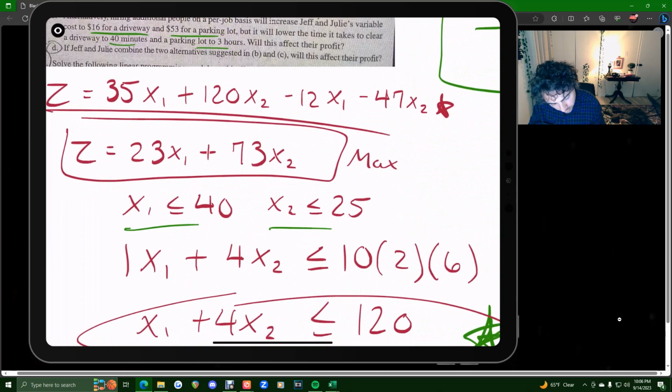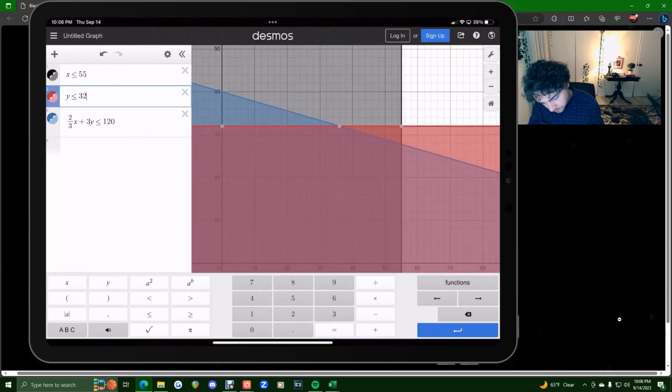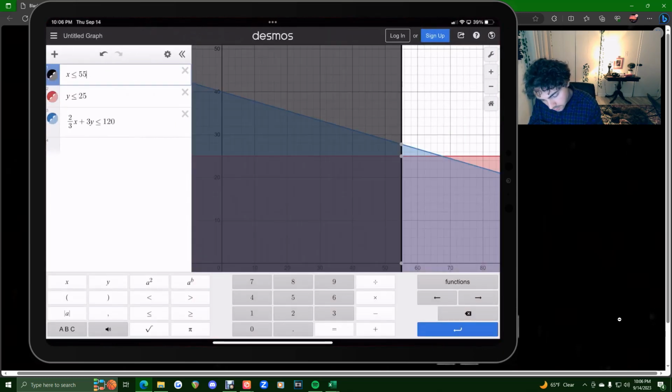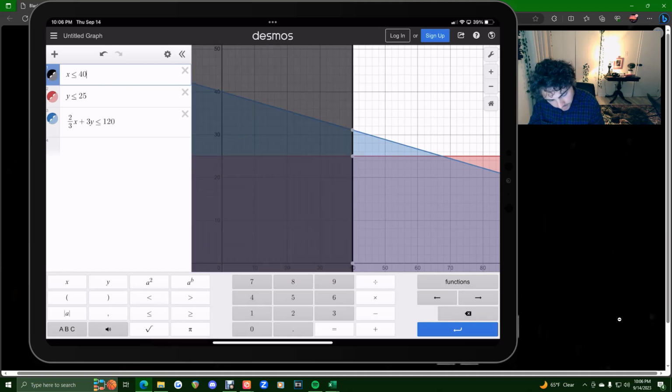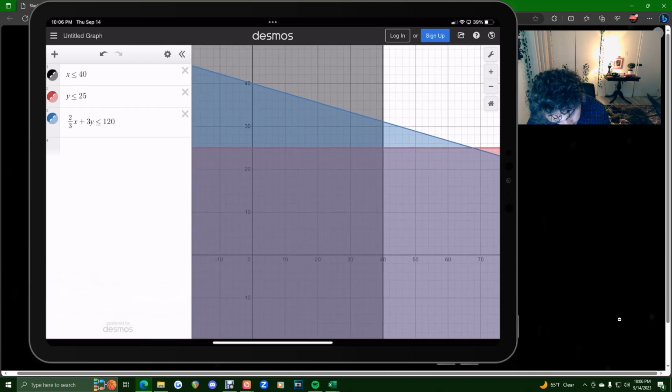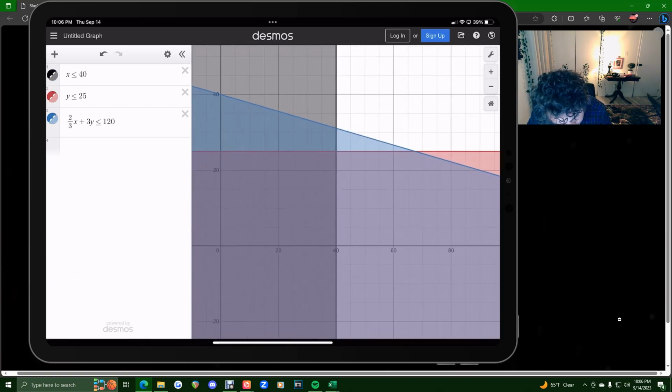Sorry about that. That was my fault. 40 and 25. So learn from my mistakes on this one. Go back to all the original stuff and just make the changes for part C. Okay. So let me correct the critical points here.